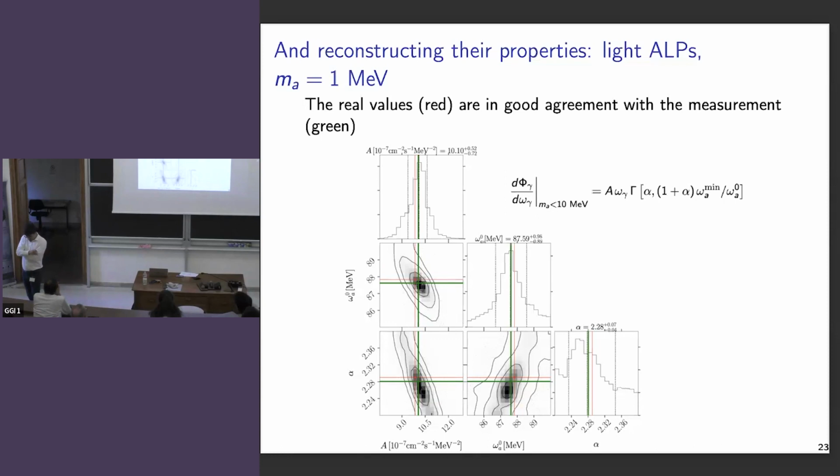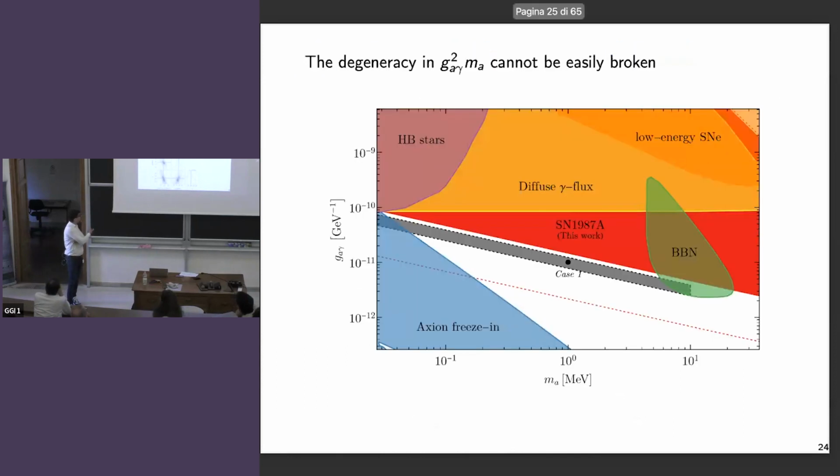What is important in particular is that in this way you can well reconstruct the average energy and the spectral shape, but reconstructing the A parameter is also very important because it depends on the parameters of axions, so on the coupling and on the mass. In particular, it is proportional to the square of the coupling times the mass. So in principle, one can reconstruct the ALP parameters, but this degeneracy cannot be broken.